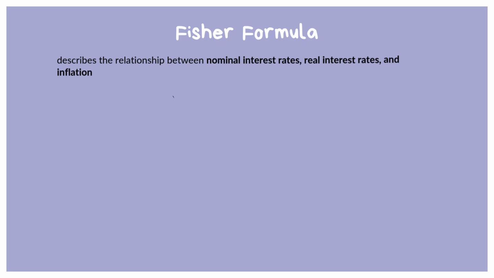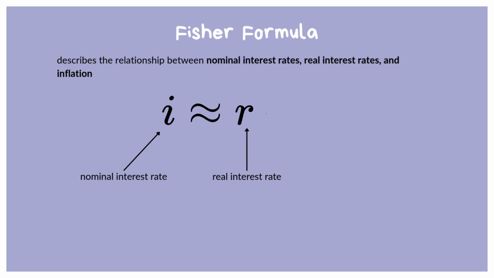Now that you understand the difference between nominal and real interest rates, let's begin talking about the Fisher formula. The Fisher formula describes the relationship between nominal interest rates, real interest rates, and inflation. It states that the nominal interest rate, represented by I, is approximately equal to the real interest rate, represented by R, plus the expected inflation rate, represented by pi.